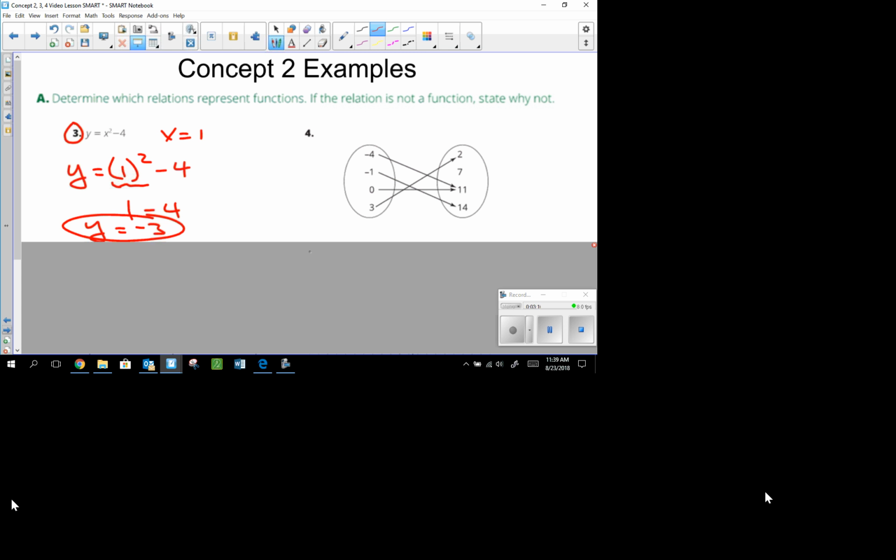Let's look at this mapping on example 4. In example 4, each element in the domain points to one element in the range. The 4 only points to 11. The -1 points to 14. The 0 points to 11, and again, that is okay as long as 0 only points to one element in the range. And the 3 points to 2. Therefore, each one of these elements in the domain, there exists only one element in the range, so this is a function.